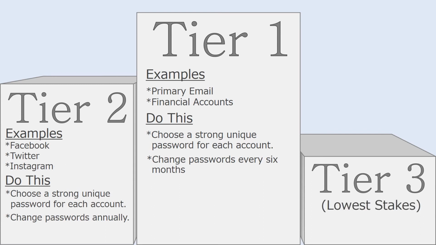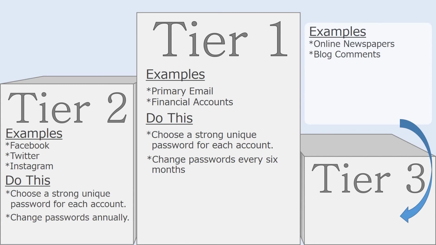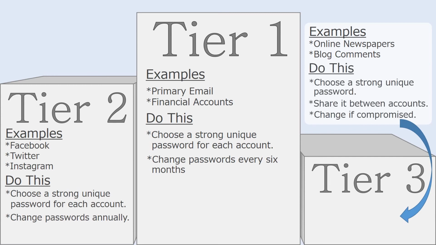In the third tier are accounts where you have little at stake. For accounts where you feel like you have little at stake, for example, maybe the login information that you use for an online newspaper, you should choose a strong password and just reuse it across several accounts. It's not really necessary to change the passwords on these lowest security accounts unless you have reason to believe that one of them has been compromised.